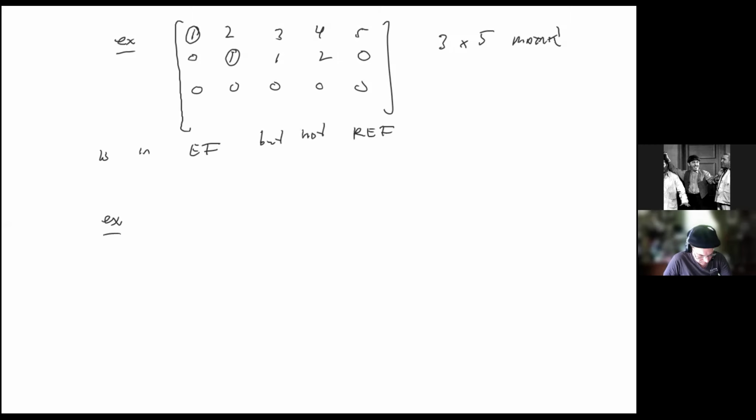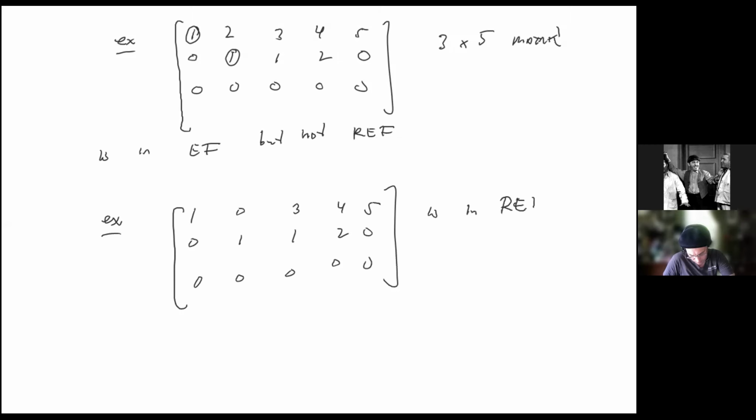Here's another example. Suppose I take 1, 0, 3, 4, 5, and then 0, 1, 1, 2, 0. It's the thing I just corrected myself on. So this is in reduced echelon form because we have the pivots. I'm circling the pivot locations. The pivots are 1, and above and below the pivots, you have 0 entries. So this is in reduced echelon form.